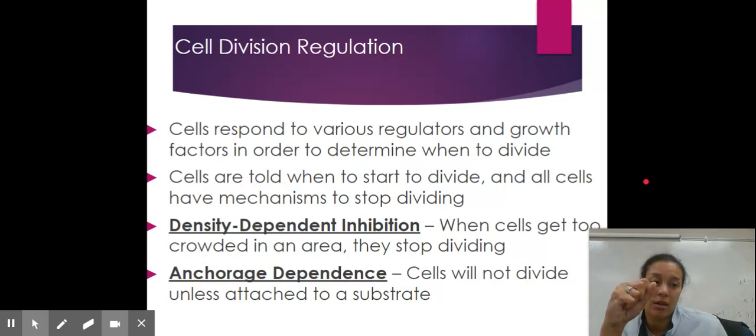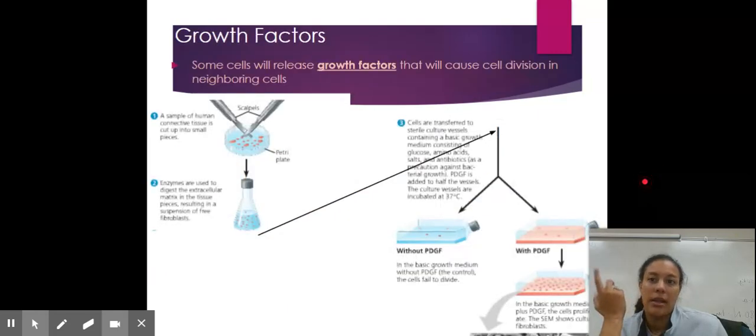So they're going to be anchored down within their proper space. Now, there are growth factors, again, some additional proteins and nutrients and that sort of thing that are going to be released when cell division needs to occur.